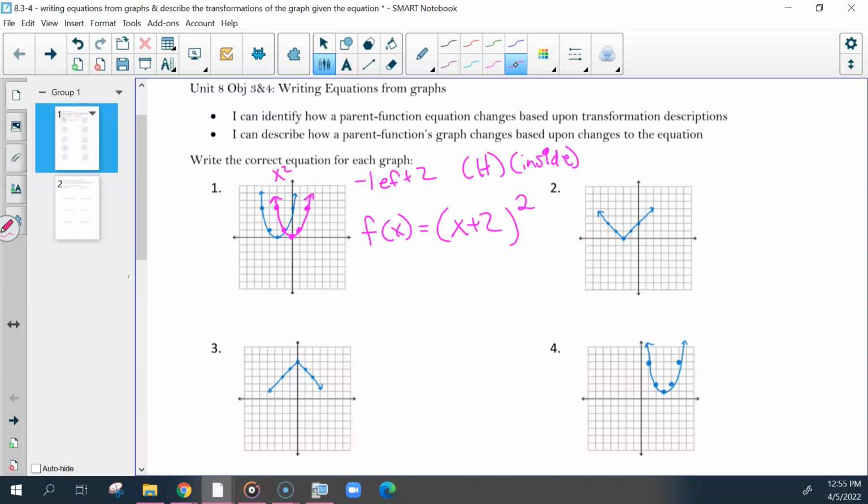Okay, for number 2, this is your absolute value function.